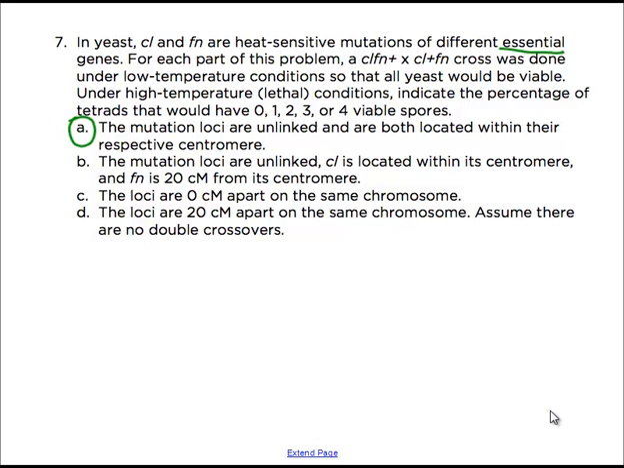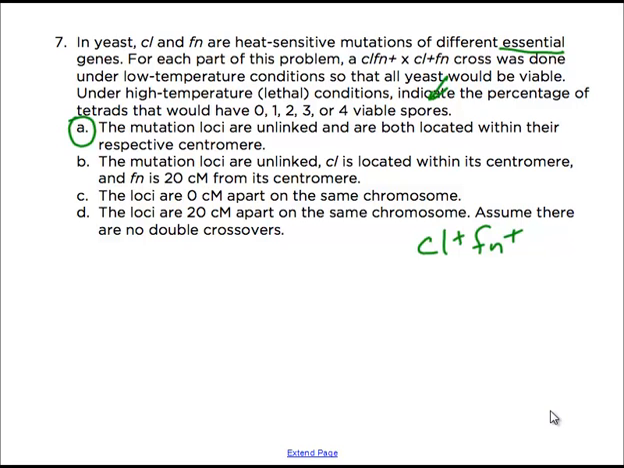Let's check out A. So they're giving us different scenarios and telling us, in this case, if this was what the situation was, tell me how many are going to be, well, exactly what they asked. What percentage of the tetrads would have 0, 1, 2, 3, or 4 viable spores? What does viable mean? Let's just be clear. Viable is only like this at the lethal temperature. Both genes plus, both genes working, right?